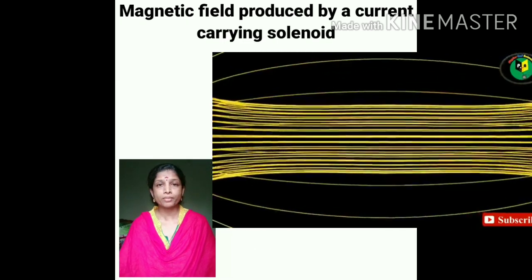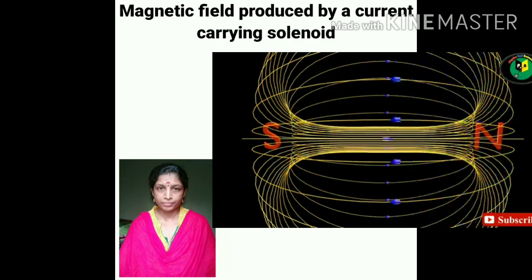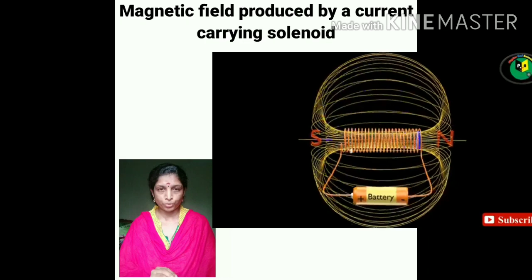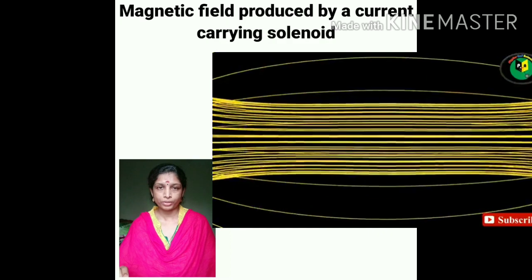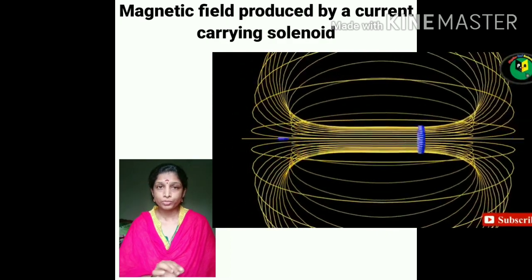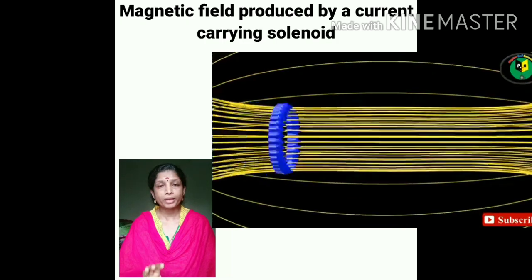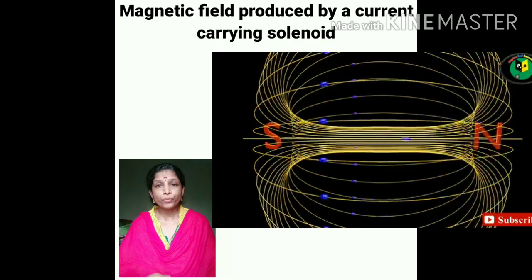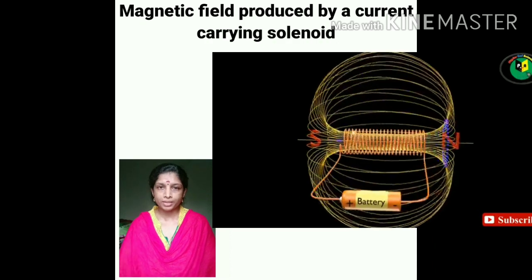The properties of magnetic field lines produced by a solenoid are, they are in the form of closed continuous curves. They emerge from the north pole and merge at the south pole. Inside the solenoid, they move from south to north. Inside the solenoid, the magnetic field lines are parallel to each other, so the magnetic field is uniform inside the solenoid. No field lines can intersect each other. So all these are similar to a bar magnet.